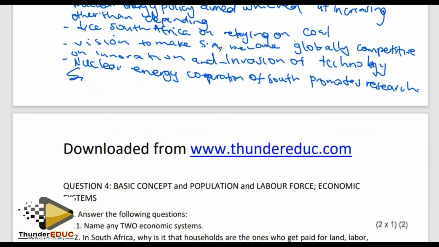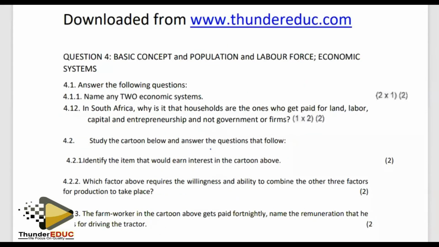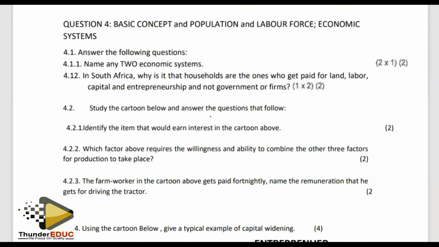So what can talk about that aspect, and many more. So you can find a few things and then add on about nuclear energy. Let's look at question number 4.